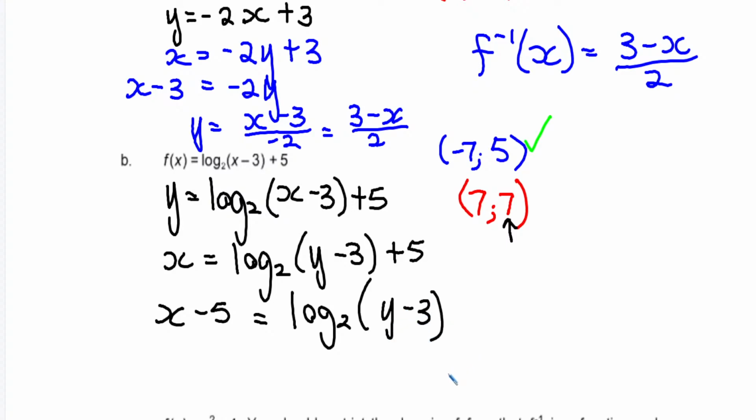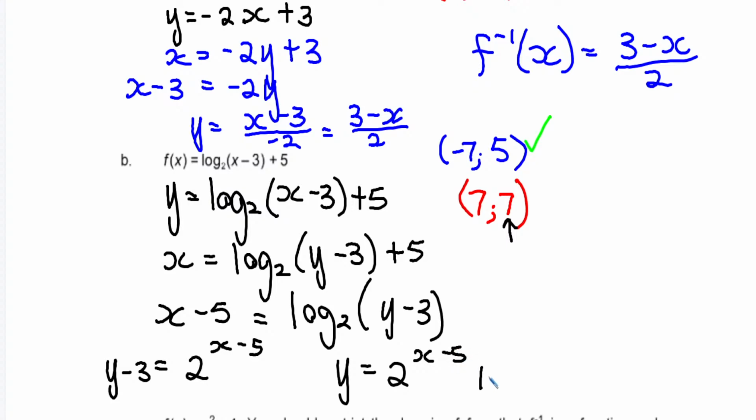Now I'm going to take it into exponent form. The base is always the base. So 2 to the x - 5 is y - 3. And therefore y equals 2 to the x - 5, plus 3. And lastly, remember they asked us to write it as f inverse of x, which is 2 to the x - 5, plus 3.